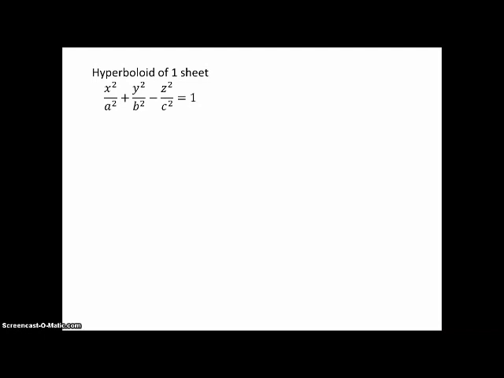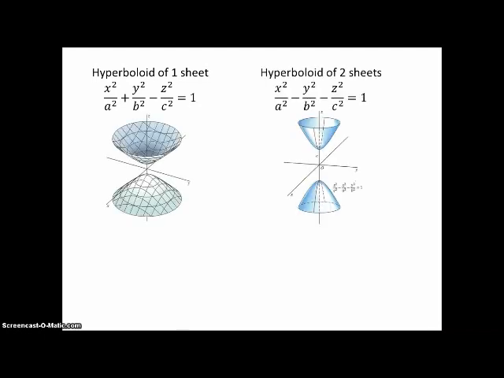We have hyperboloids of 1 sheet. We have hyperboloids of 2 sheets. Now, notice that in the little tiny equation, the z squared comes first, and that's why this hyperboloid of 2 sheets is on the z-axis. If we switch those around, if we put the x squared first, then the hyperboloid of 2 sheets would be on the x-axis, and so on.